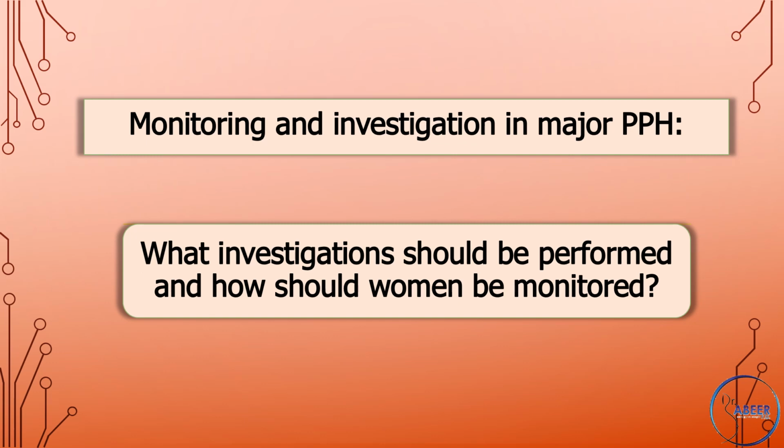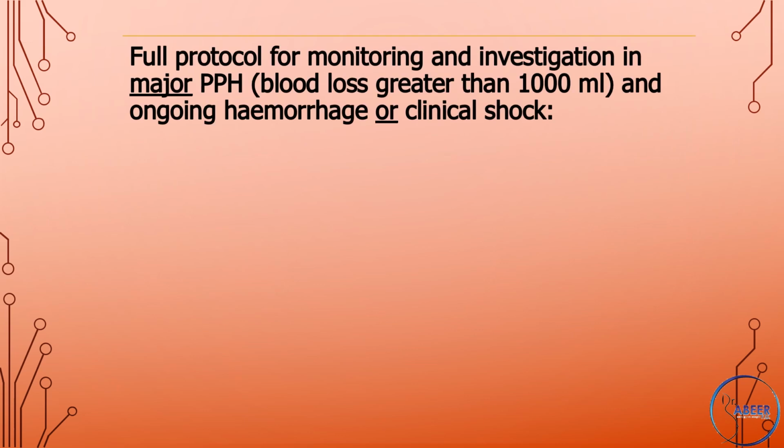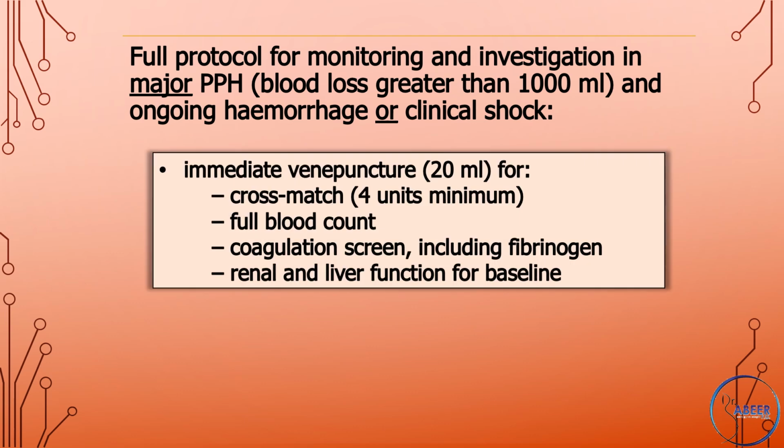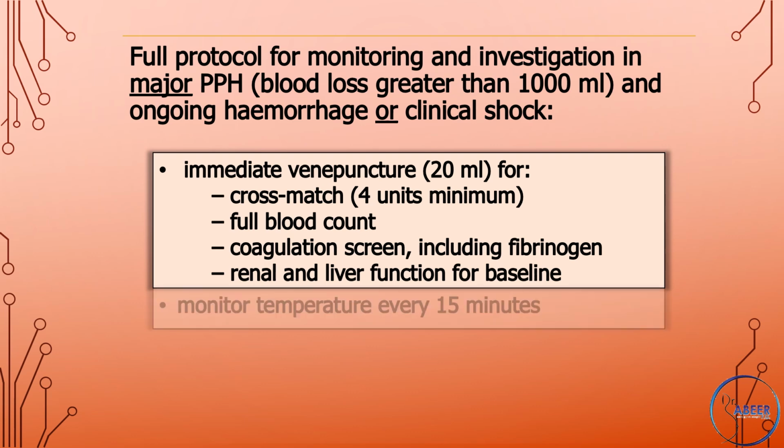What investigation should be performed and how should women be monitored? The full protocol for monitoring and investigation in major postpartum hemorrhage, with a blood loss greater than 1,000 milliliters and ongoing hemorrhage or clinical shock: immediate venipuncture, 20 milliliters, for cross-match of 4 units minimum, full blood count, coagulation screen including fibrinogen, renal and liver function for baseline.